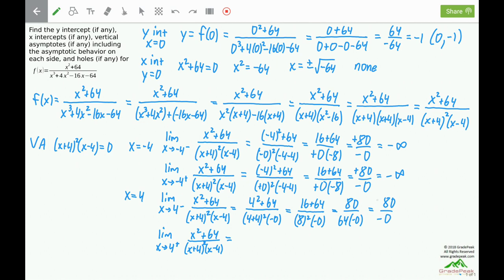That 80 in the numerator is positive. Positive over negative is negative. Non-zero over 0 is infinity.